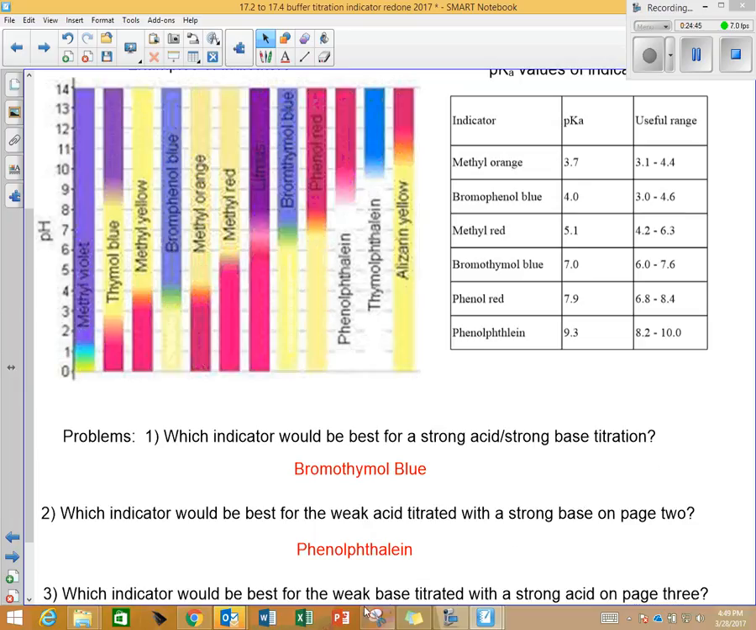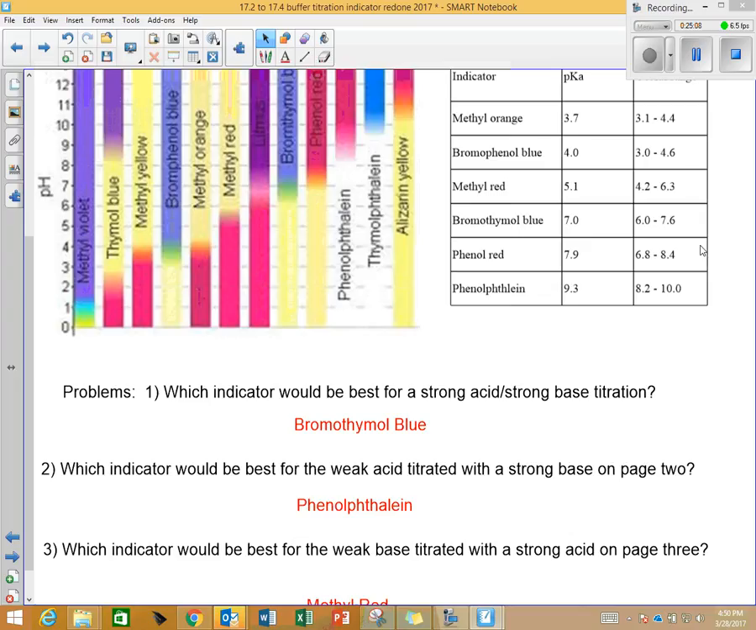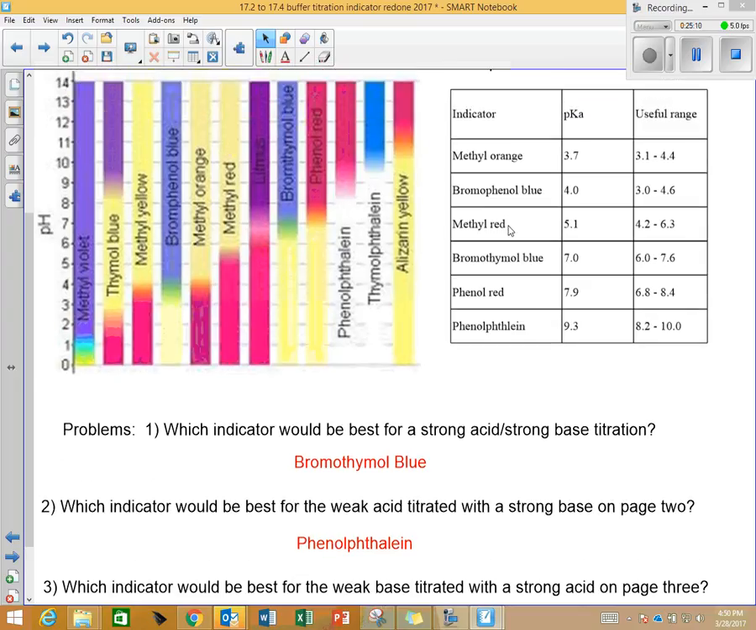So which indicator is best for a weak base with a strong acid? In this titration, your pH will be less than 7 at equivalence. So you want something less than 7. You could pick methyl red or bromophenol blue. You could actually pick methyl orange. Any of these three would do. I just wrote methyl red. But really, any of these three would be fine.